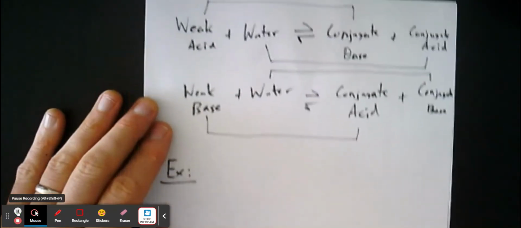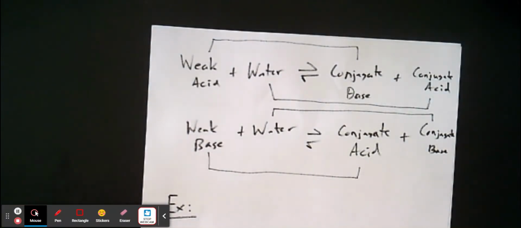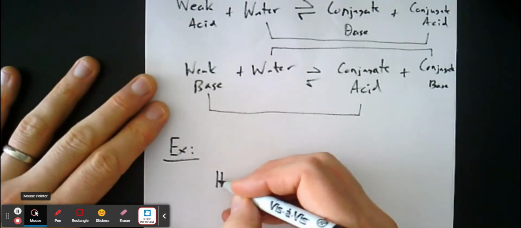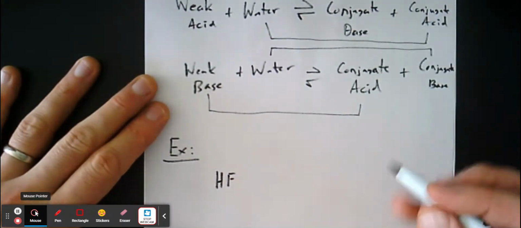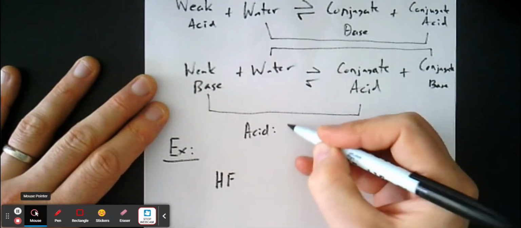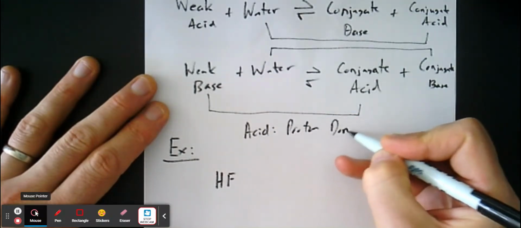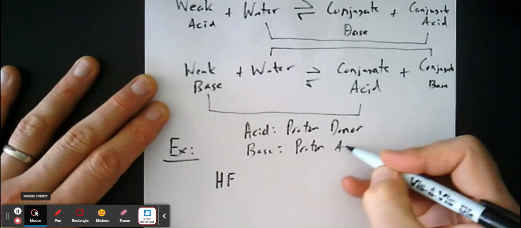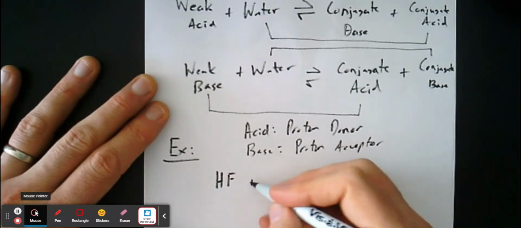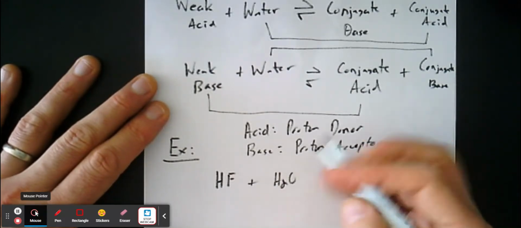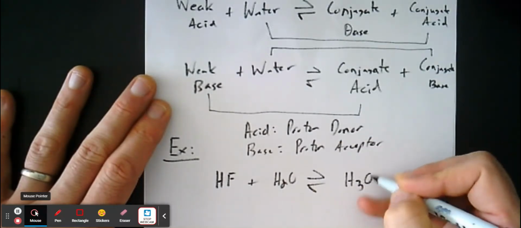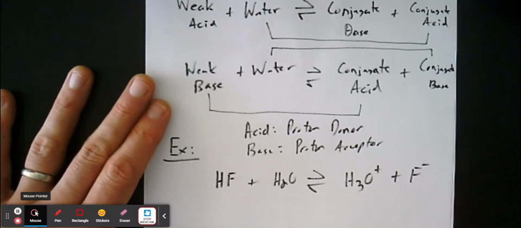Now remember, this is for weak acids and weak bases, not for strong acids and strong bases. So this is something like acetic acid. Let's look at another one: hydrogen fluoride, HF. Remember, an acid is a proton donor and a base is a proton acceptor. So what can this do? Well, it can dissociate into H3O plus and F negative.